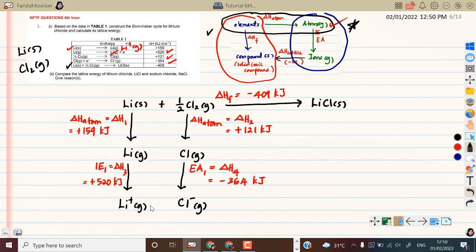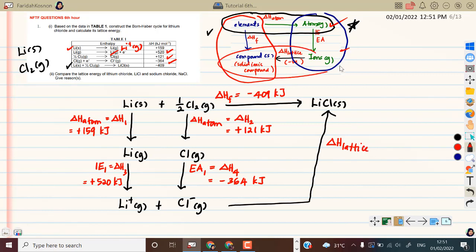Okay, and the combination of lithium gaseous ion and chloride gaseous ion forms 1 mole of lithium chloride solid. This enthalpy change is called lattice energy. See? I have settled the others. So now this is what we actually want to calculate. It is numbered as delta H5, which is unknown. Okay. So this is how we construct the simple Born-Haber cycle, and how to solve for delta H5 or the lattice energy.